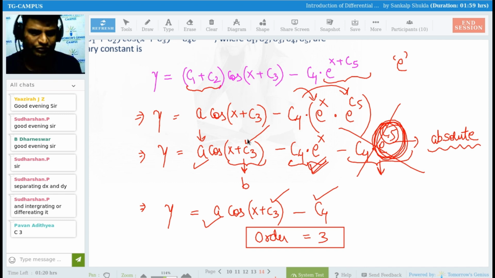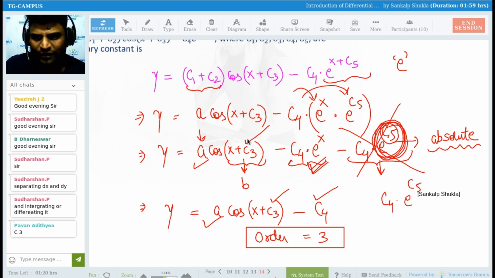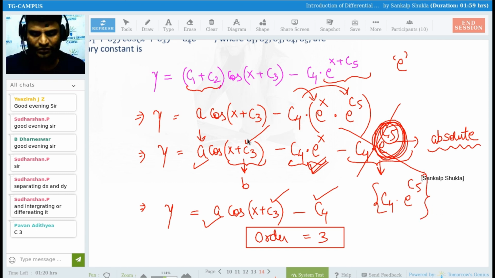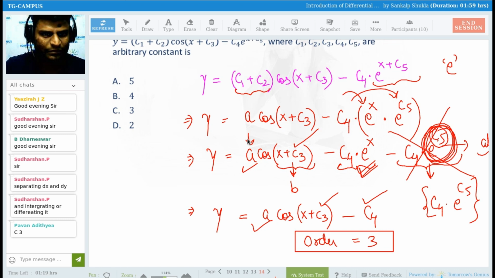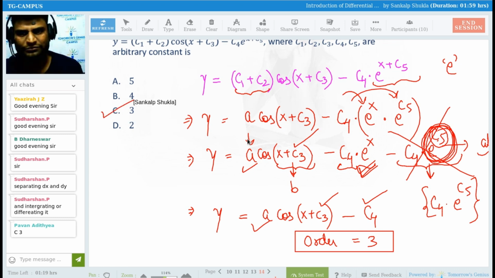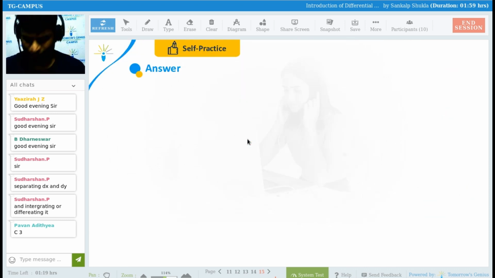Okay. So did you guys notice what manipulation I've used? Why am I not taking this whole thing as a constant C4 into e raised to the power C5? Because when we combine all these things, this will become an absolute constant, and we don't have to count an absolute constant in order to find the order of a differential equation, right? We have to find only arbitrary constants. So these are arbitrary constants, 3. So 3 is the answer. Clear? Okay.